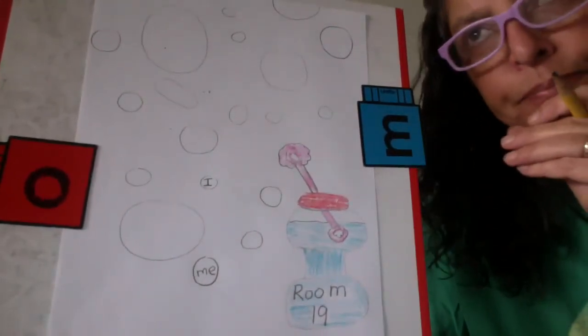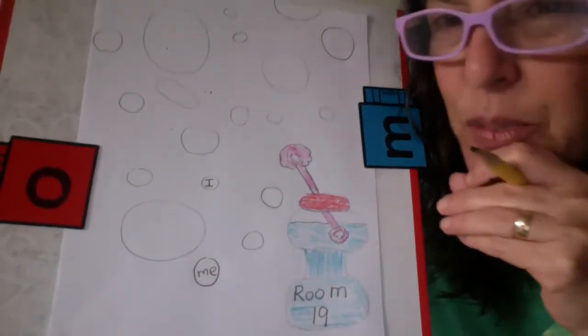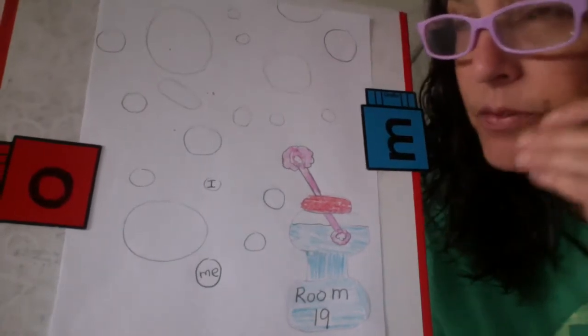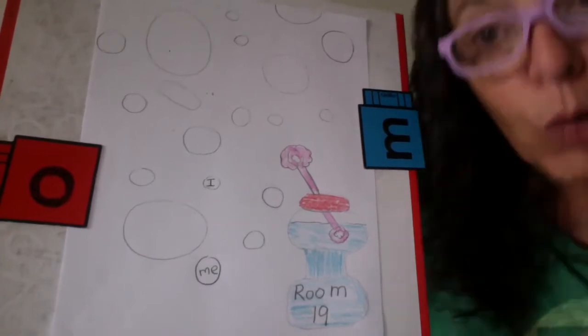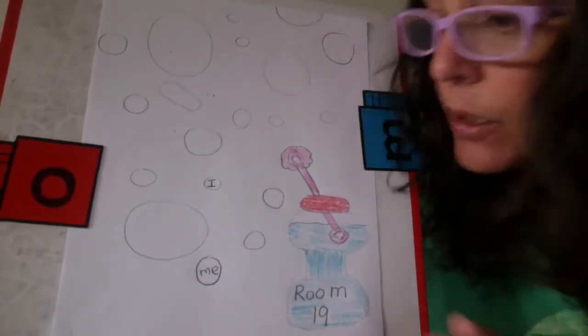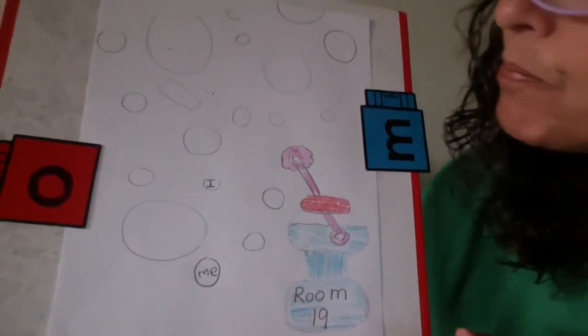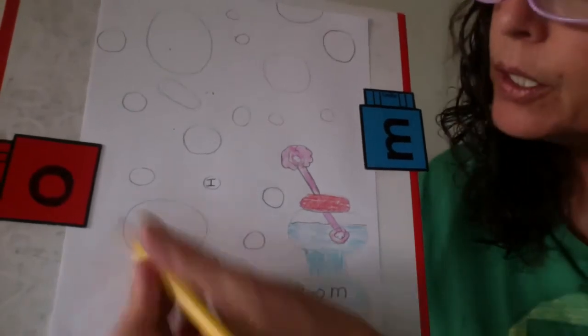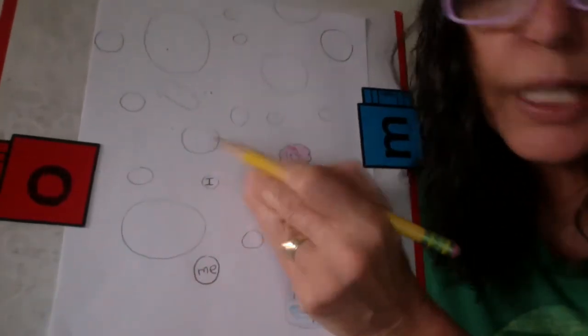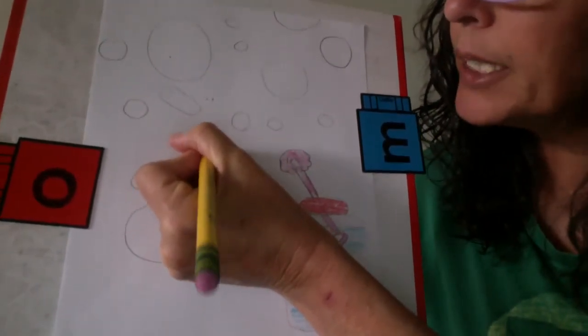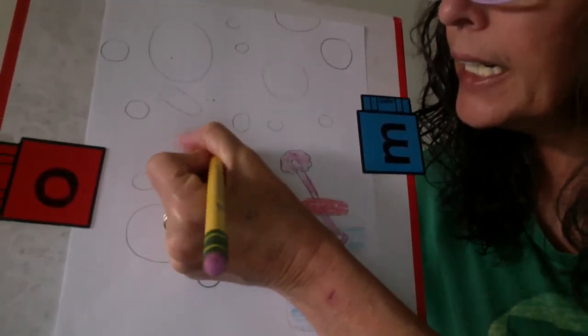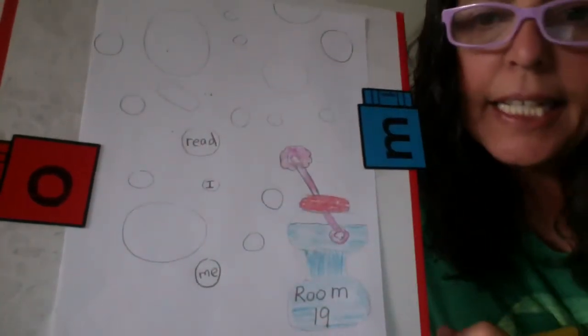And let's see, what are some things we did? What are lots of ways that we learned and had fun in room 19? Oh, well, we read some books, lots of books. So let's see, maybe that's a bigger word. So I might use a bigger bubble here. So I'll put read. Yeah, we did lots of reading in room 19.